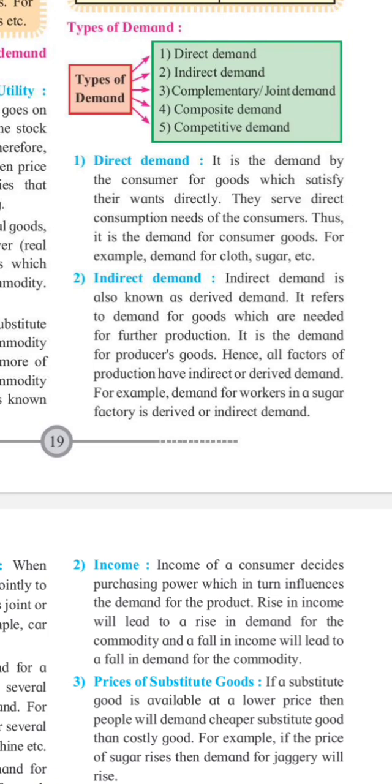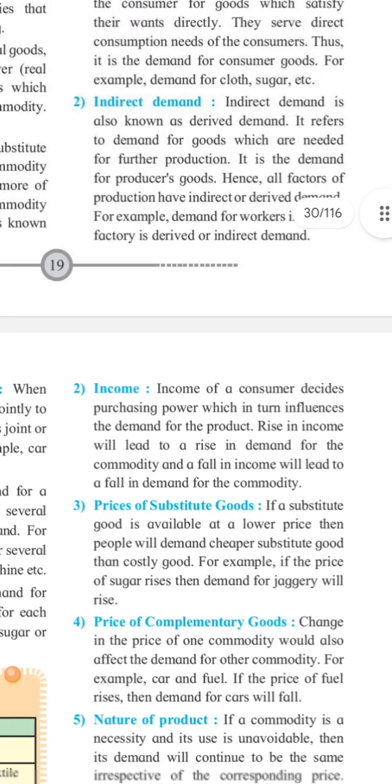So there are 5 types of demand: direct demand, indirect demand, complementary or joint demand, composite demand, and competitive demand. First is direct demand. Demand for goods that directly satisfy human wants is known as direct demand. For example, cloth, sugar, food. Next we have indirect demand: demand for goods used in further production. Example, labor, machinery, raw materials.